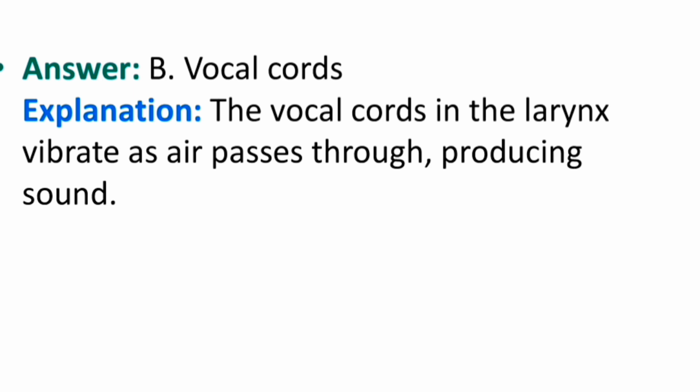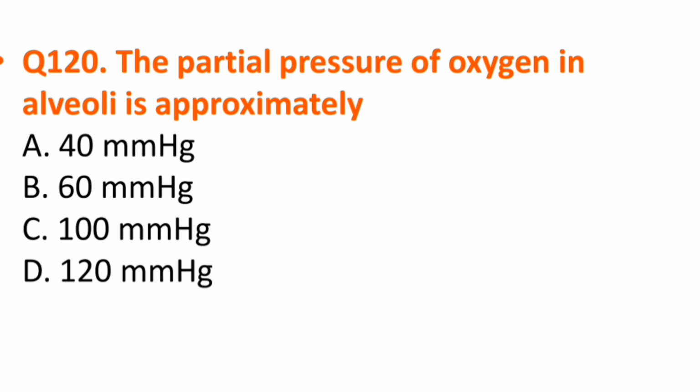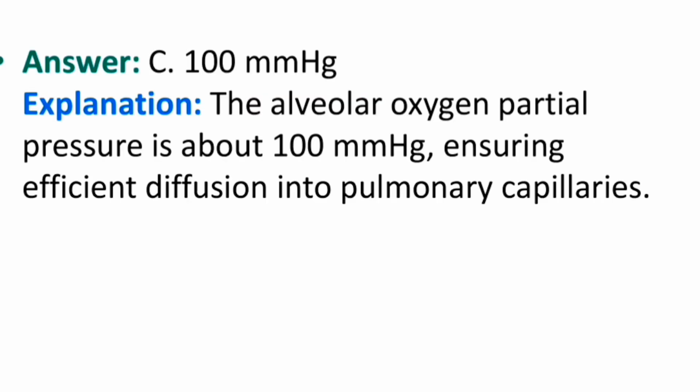Next question. The partial pressure of oxygen in alveoli is approximately option A, 40 mmHg, option B, 60 mmHg, option C, 100 mmHg, option D, 120 mmHg. The correct answer is option C, 100 mmHg. The alveolar oxygen partial pressure is about 100 mmHg, ensuring efficient diffusion into pulmonary capillaries.